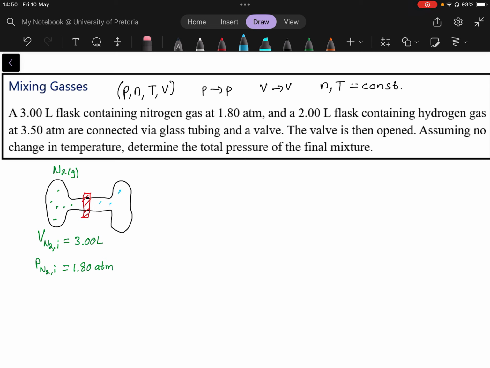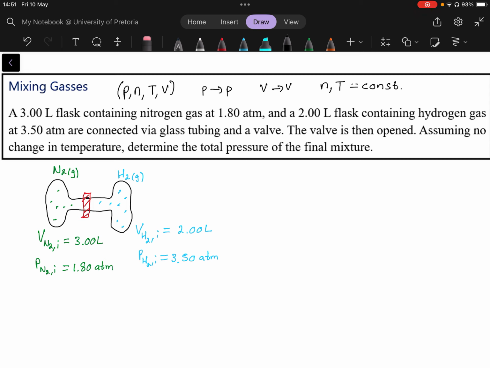And then we have some hydrogen gas on the other side. So this is hydrogen gas. And we're also told some information about that. So we have an initial volume of hydrogen gas, which is equal to 2.00 liter. And we have a pressure of hydrogen gas in that bulb initially of 3.5 atmosphere. Okay, so that's our initial picture.